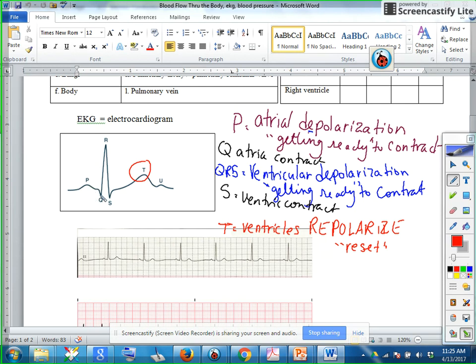Now, we see that the atria depolarize, ventricles depolarize, ventricles reset. Where do the atria reset? They've got to reset. Where does that happen? The atria reset also here in the QRS. So there's kind of two events happening at QRS. The ventricles are depolarizing and the atria are repolarizing. Atria reset or repolarize.